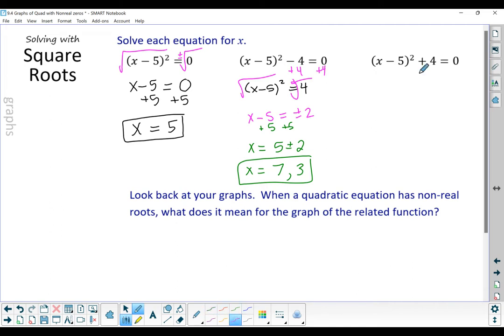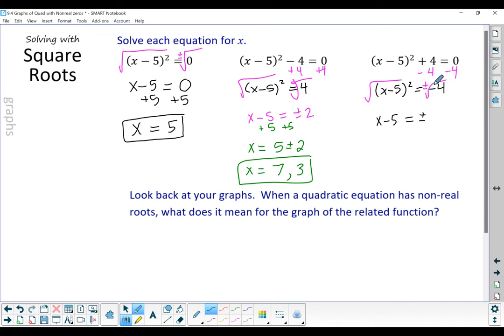And our last equation, we're going to start by subtracting 4 to get that square by itself. So we get x minus 5 squared equals negative 4. We want to root both sides of our equation now, plus and minus. And that leaves us with x minus 5 on the left, and on the right, we have positive and negative.